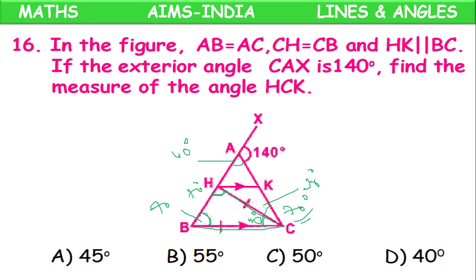So out of 70 degrees, HCK angle will be 30 degrees, children. You can choose the option as 30 degrees. So the answer is 30 degrees.